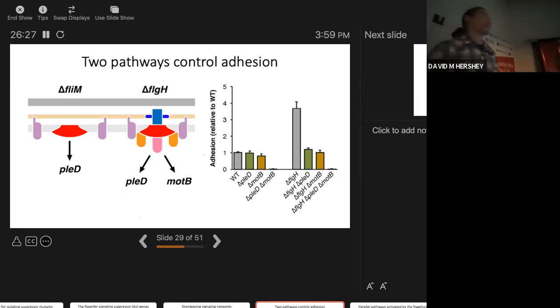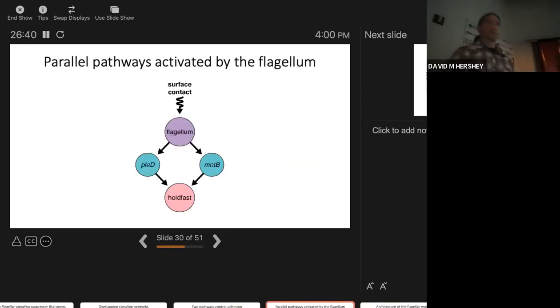We can confirm that these are genetically separate pathways by knocking these genes out simultaneously. And so when you get rid of PLED and MOTB simultaneously, the cells are non-adhesive, right? So this idea that there's two parallel sub-pathways operating downstream of the flagellum has been really helpful for us because we have 38 other genes that we hit in the screen, and a lot of these genes are uncharacterized, right? And so being able to say, we can start by saying these genes should either be in the MOTB or the PLED dependent branch of this pathway has been really useful for giving us a way to start going in and characterizing new genes that we hit in the screen.